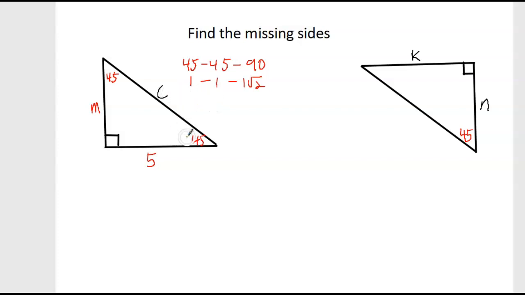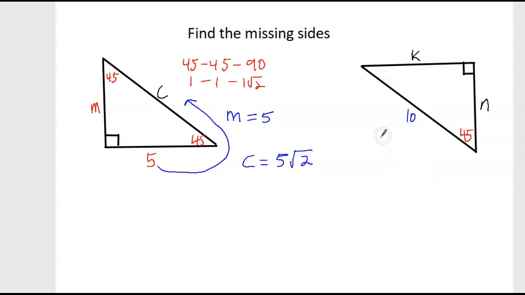Since we have 45 here, that means m is also going to be 5, because it's supposed to be the same, 5 and 5. When we have our 45 and we are looking for the longest side, we just multiply by the square root of 2. For us to get c here, it is just 5 times square root of 2. We can leave our answer in radical form like this, and it's fine. In case it's multiple choice and in decimal, just multiply on the calculator and you will get your answer.